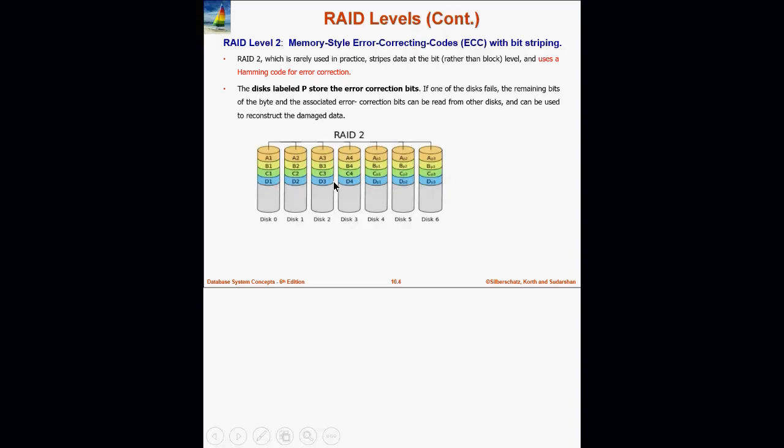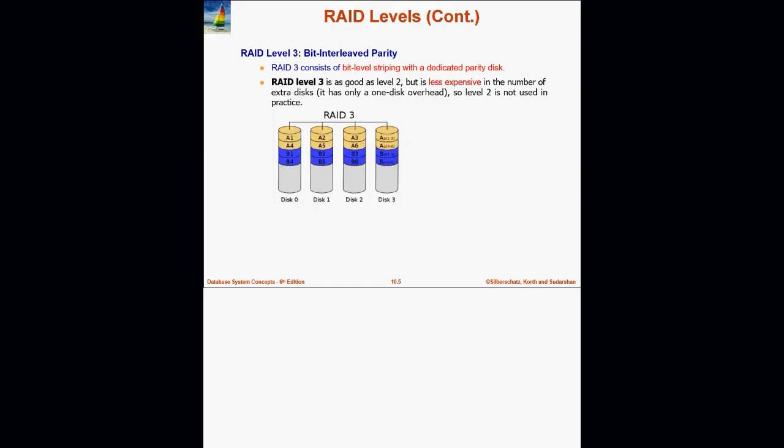which is not redundant. And if you could see from disk 4 to 6, we have the striped error correction code. So we have the ECC, error correction codes, which have been striped along with the original data. Whenever we want to check for the originality of information over here, we can access the corresponding error correction code and confirm it with the originality of the information located over there. That is RAID level 2.